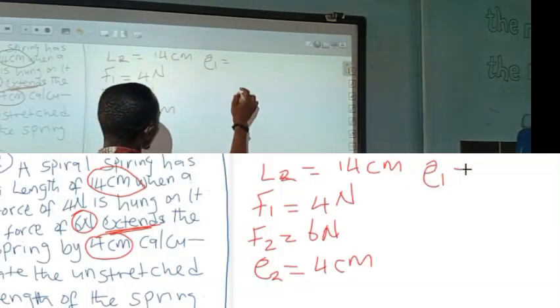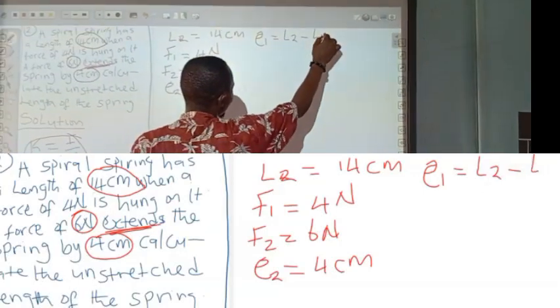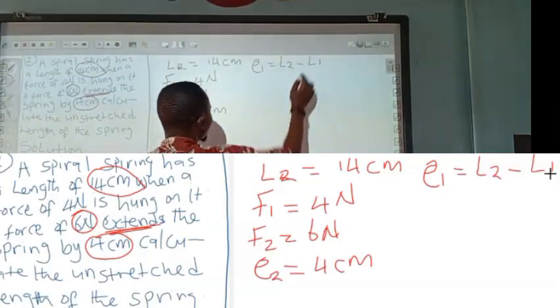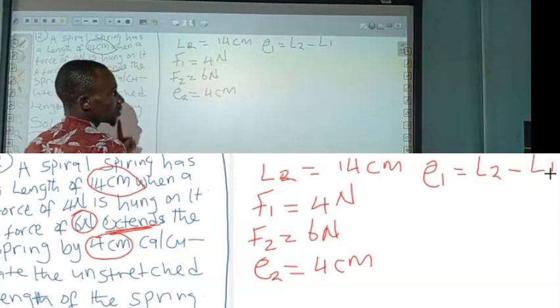E1 is equal to L2 minus L1. L1 is the unstretched length because that is what they asked us to calculate.